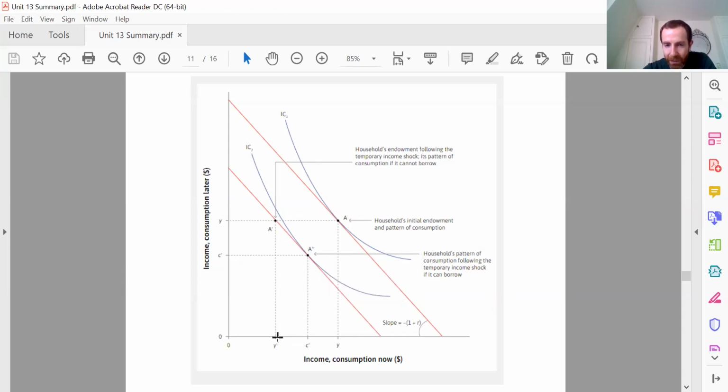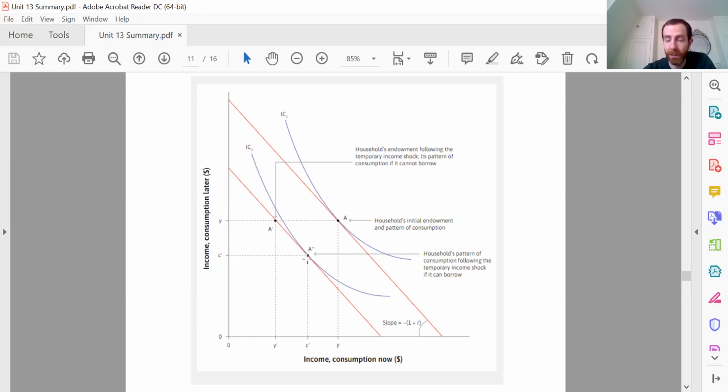So that instead of consuming Y prime, they can consume a higher amount C prime. Now that does mean that later on, when they get their income Y, they can't consume all of that because they're going to have to repay this debt and they're only going to be able to consume this C prime. But why do they want to be here? Well, this diagram showing us this gets them to the highest possible indifference curve given this feasible frontier.